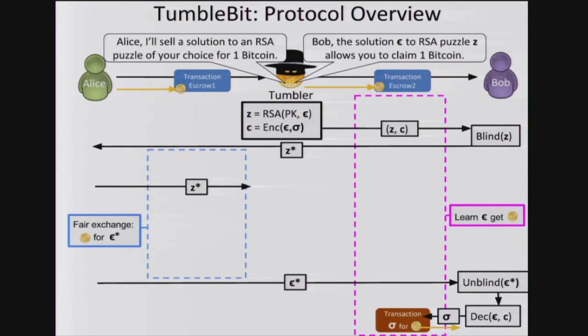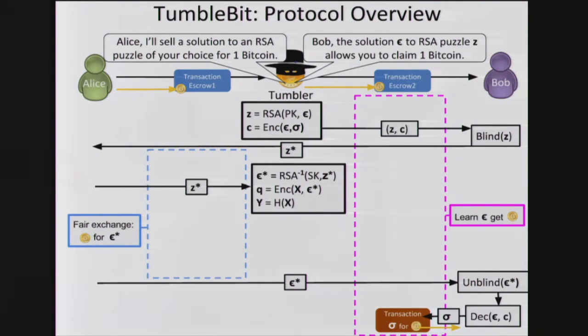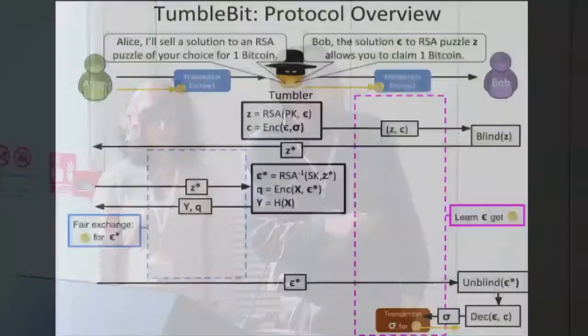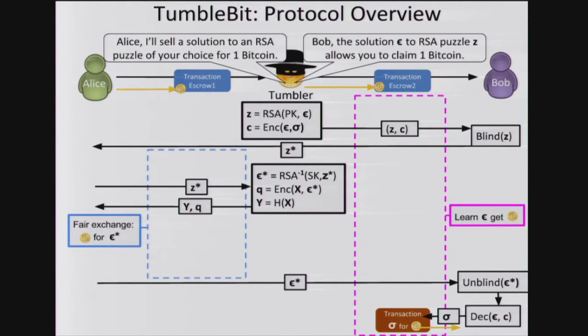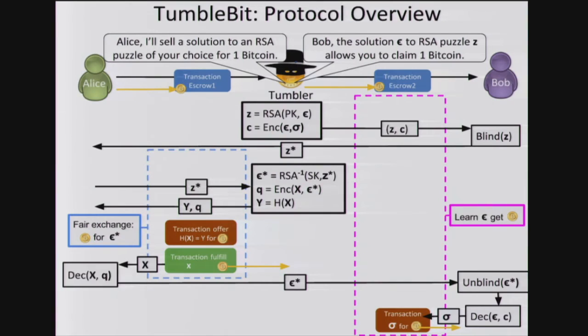So Alice sends the blinded puzzle to the Tumbler. Similar to the Tumbler's earlier actions, the Tumbler is going to solve the blinded puzzle and get epsilon star. But notice if the Tumbler just told Alice epsilon star, then she'd be able to get money without paying for it. So the Tumbler is going to encrypt the solution using this key X, and is going to hash X to this value Y, and then send the ciphertext and Y to Alice. So if Alice learns X, Alice can decrypt Q and get epsilon star. And then Alice is going to create a transaction which offers 1 Bitcoin from this escrow if the Tumbler reveals this value X. And if the Tumbler takes that 1 Bitcoin by revealing the value X, Alice can now decrypt Q and get epsilon star and then send that back to Bob.